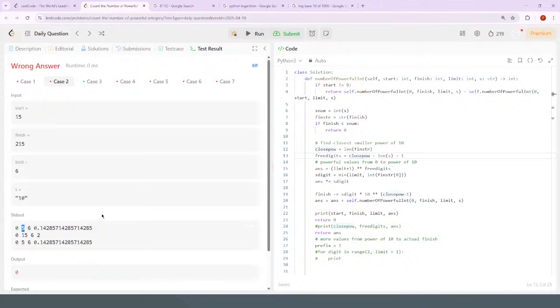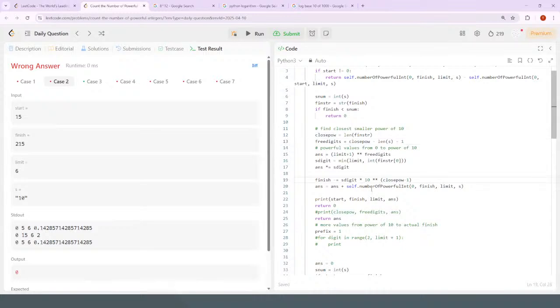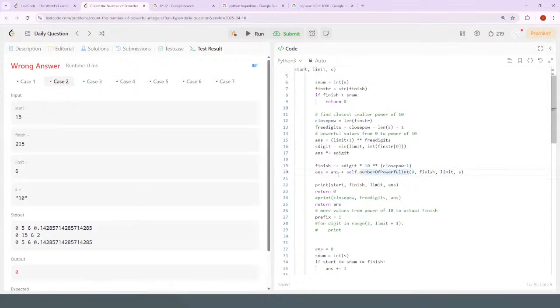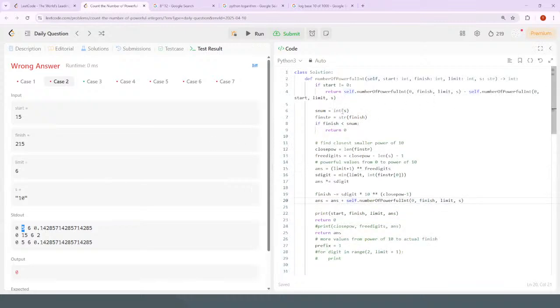Interesting. So that's because it's calling the other one. It's calling it recursively. It's printing out then before it prints anything else. Okay. So 0 to 5. Well, from 0 to 5 and the limit is 6. The finish should be smaller than the start number. Should be smaller than the S string, so it should just be returning 0.